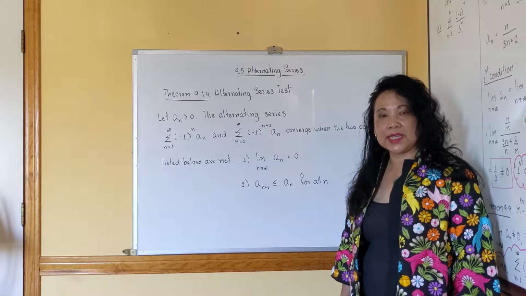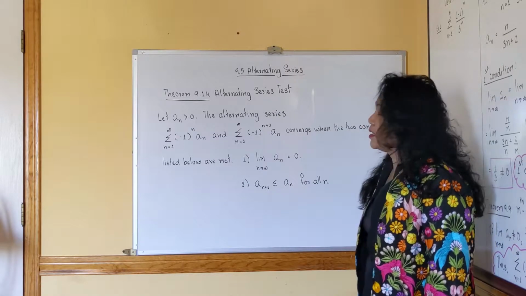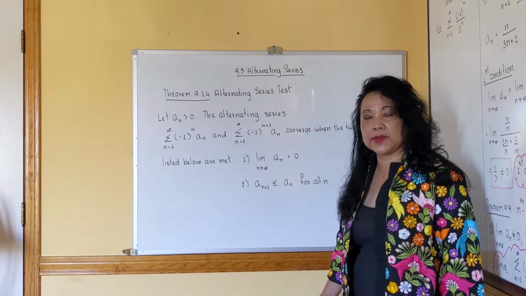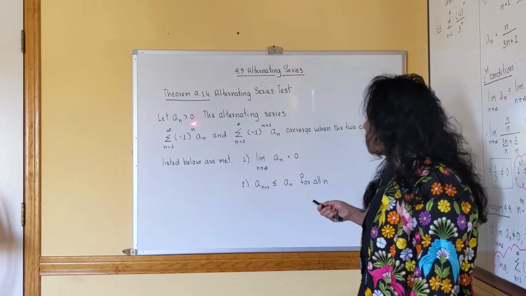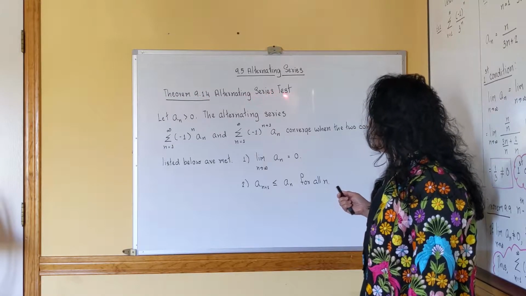Let's go to our next section, 9.5, alternating series. Alright, let's look at the theorem. We will use this theorem a lot in the next few examples. This is called theorem 9.14, the alternating series test.